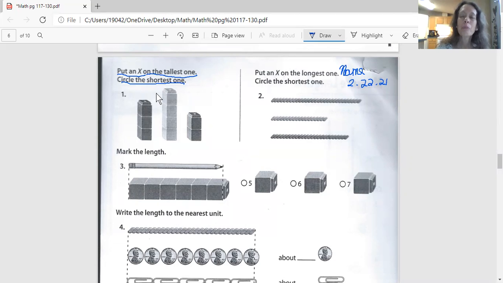Next one, number 2. We're going to read the directions together. Put an X on the longest one. Circle the shortest one. Same thing. You're going to find the longest one. If you think this is the longest one, put an X here. If you think this is the longest one, put an X here. If you think it's this one, put an X. And then you're going to find the shortest one and put a circle around it. If you think this is shortest, put a circle.